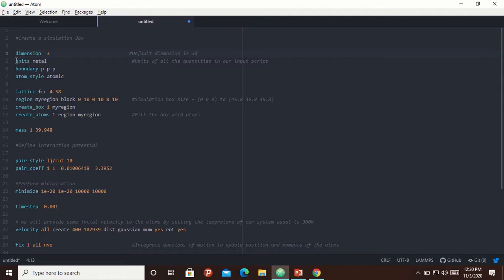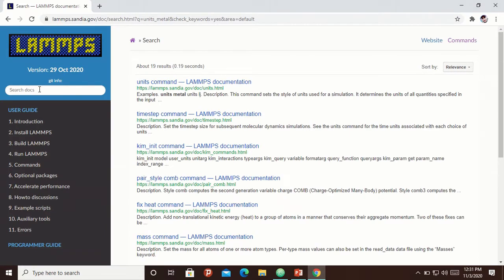Now the next thing I want to define is the units of the quantities that I am going to use in the input script. So whatever physical quantities I am going to use in the input script, like the position, unit of length, unit of velocity, temperature, pressure, kinetic energy, potential energy, whatever it is. Okay, so this is done with the help of the units keyword, and I will take you to the LAMMPS documentation.